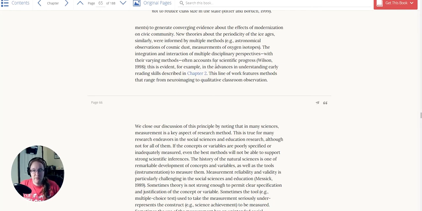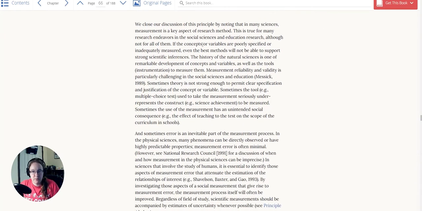The integration and interaction of multiple disciplinary perspectives with their varying methods often accounts for scientific progress. This is evident, for example, in the advances in understanding early reading skills described in Chapter 2. This line of work features methods that range from neuroimaging to qualitative classroom observation. We close our discussion of this principle by noting that in many sciences, measurement is a key aspect of the research method. This is true for many research endeavors in the social sciences and education research, although not for all of them. If the concepts or variables are poorly specified or inadequately measured, even the best methods will not be able to support strong scientific inferences.